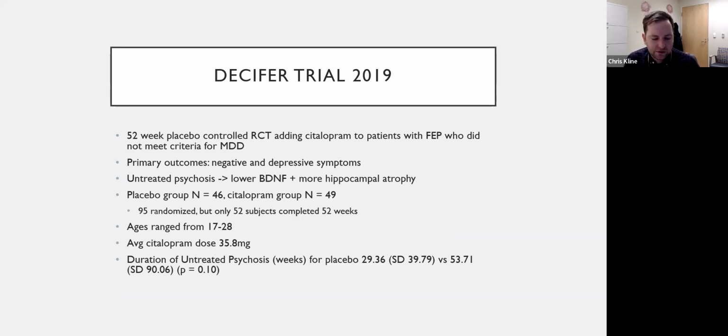So this was a placebo-controlled trial of patients that had a first episode of psychosis, ages 17 to 28, who did not meet criteria for depression. And they looked at negative and depressive symptoms in their population.